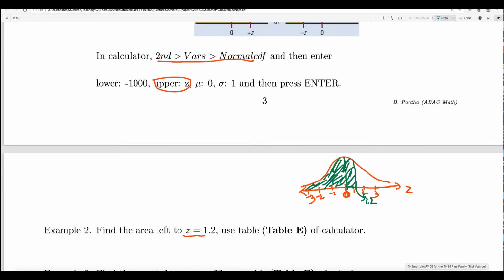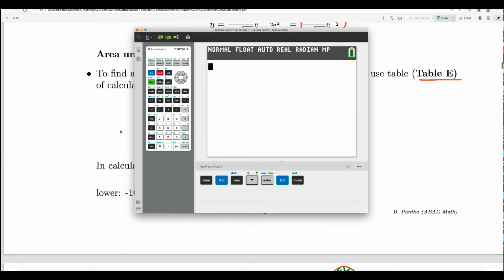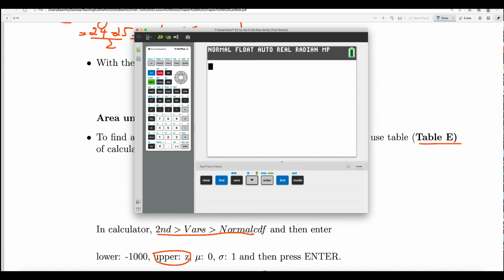Okay. I'm showing a TI-84 calculator, but I will show you how to do that on a TI-83 calculator as well. So this is the TI-84 calculator. Now, as I mentioned, what did we do to find this on the calculator? Press second and then vars.